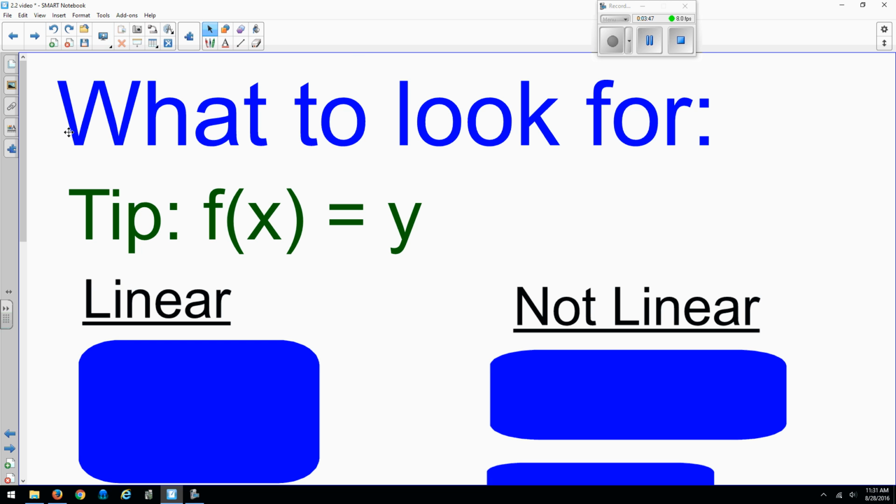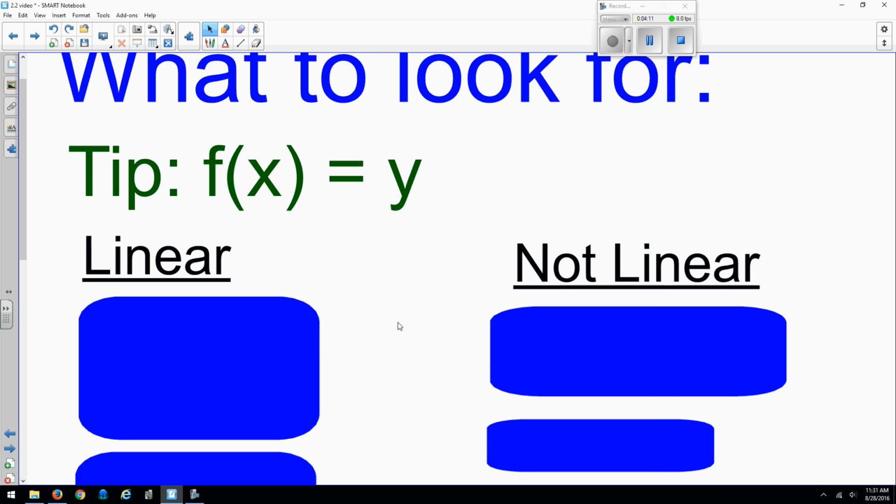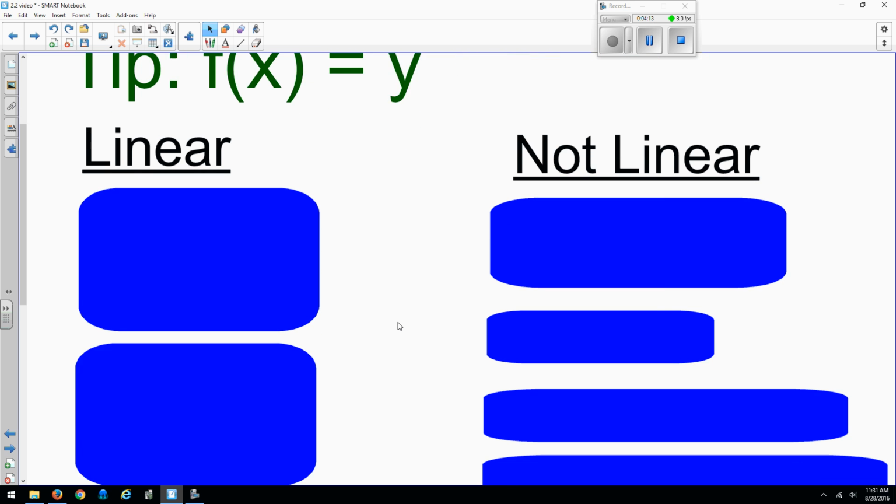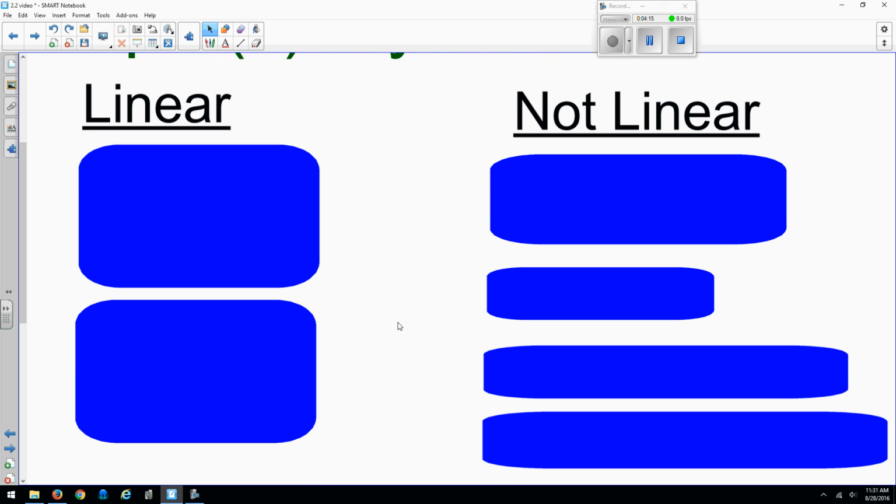So here's what to look for. First, here's a tip. Hopefully you remember this back in Algebra 1, or maybe it was covered in geometry. f of x really just stands for y. So if you have a function, say f of x equals x plus 2, that would be the same thing as y equals x plus 2. And so I'm going to go through and tell you what to look for when you're looking at equations. This is really important to remember, and it's pretty straightforward.